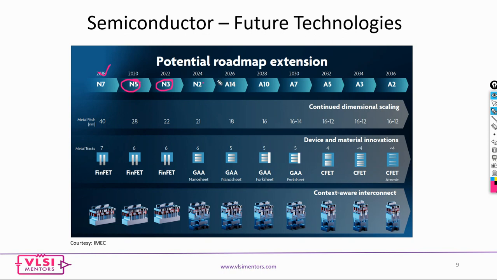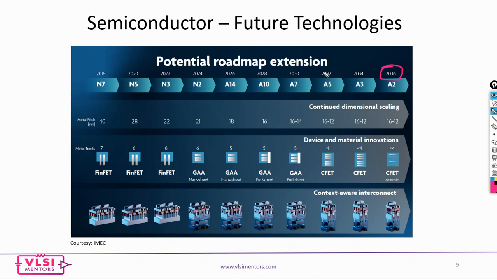But remember, once this nanometer is over, we have something like Armstrong. That is the next technology. We are going to have say A14, A10, and all the way till A2. Now if you look at, we have a roadmap all the way till 2036. That means 14 years from now.